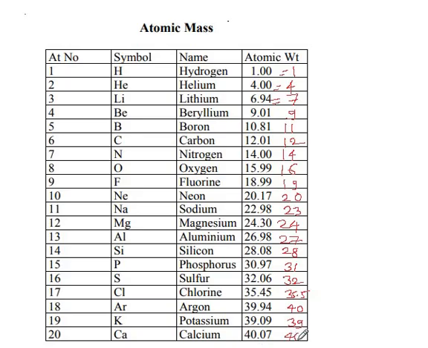Okay, so these first 20 elements start from hydrogen, helium, lithium, beryllium, boron, carbon, nitrogen, oxygen, fluorine, neon, sodium, magnesium, aluminum, silicon, phosphorus, sulfur, chlorine, argon, potassium and calcium.